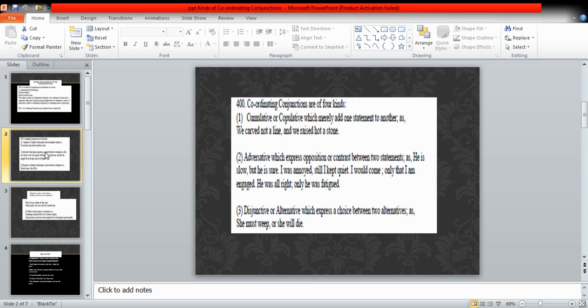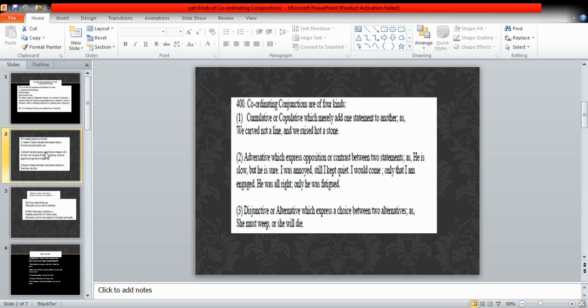Then we come to the next kind, that is disjunctive or alternative conjunction. Again, two names I have written over here, so both have the same meaning. Any of them can be used by the examiner, either disjunctive or alternative. They express a choice between two alternatives.